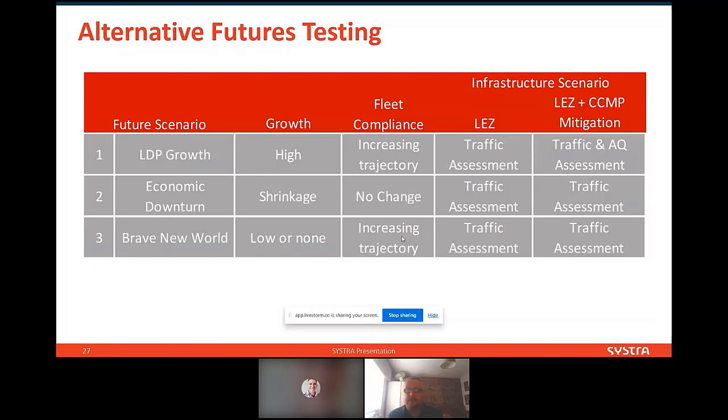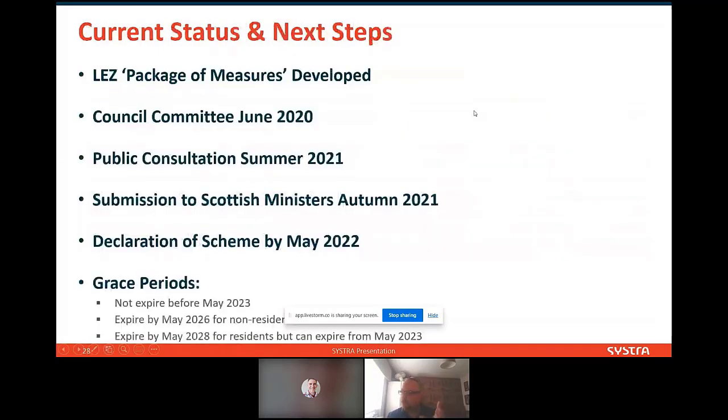So it's the level of benefit that you're getting from the low emission zone under different futures. So we've done quite a bit of testing on that as well. Just a couple more slides just to wrap this up. I appreciate I'm going on a wee bit here.